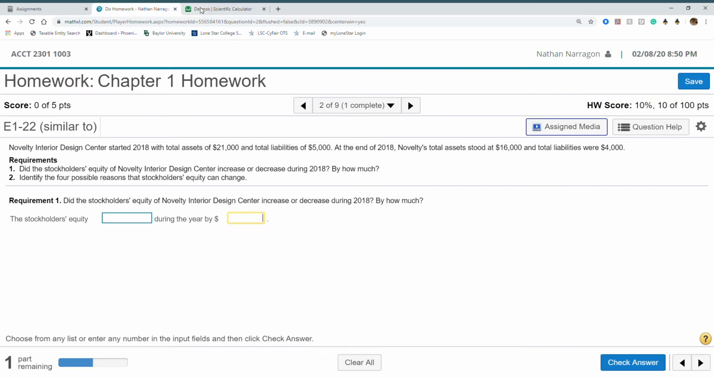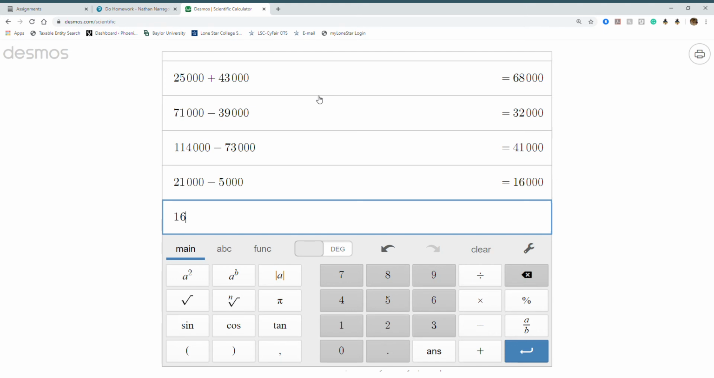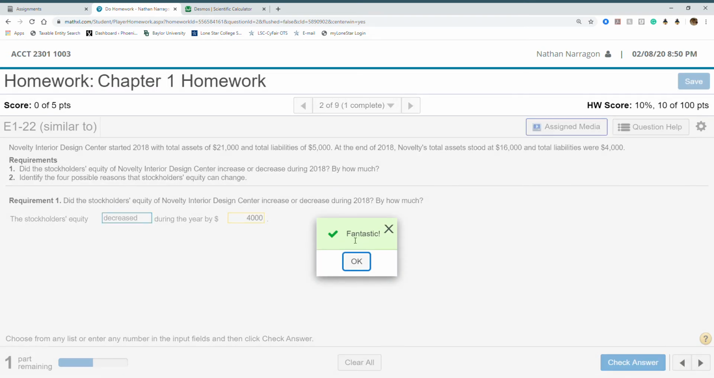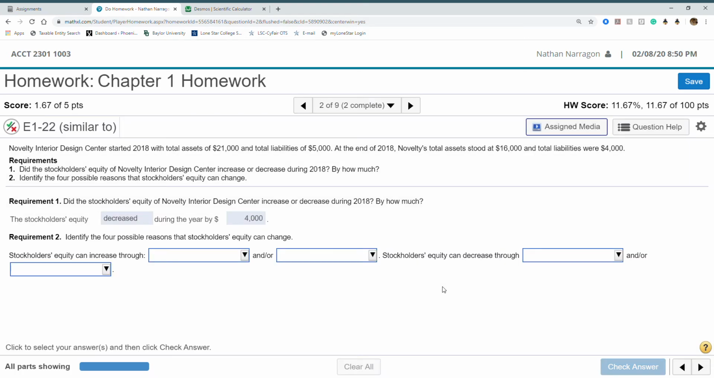So we went to 16,000 and 4,000. Right here, there's beginning, there's ending. So overall for me, it actually did decrease. It ended up decreasing about 4,000. Oh look, different line. Fantastic. Oh, that's actually pretty cool. See, told you, this is the first time that I've ever done this, so you gotta hit check my answer before you can move on to the next part. That's nice. I like that.